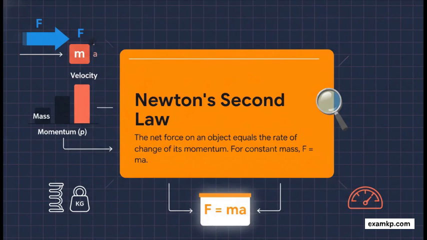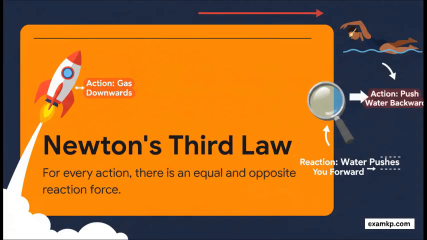And finally, Newton's third law. It's so elegant. For every action, there is an equal and opposite reaction. That's it. When a rocket launches, it pushes hot gas down. That's the action. In return, the gas pushes the rocket up. That's the reaction. Equal and opposite. When you're swimming, you push the water backward. That's action. The water pushes you forward. Reaction. The key takeaway here is that these forces always come in pairs.